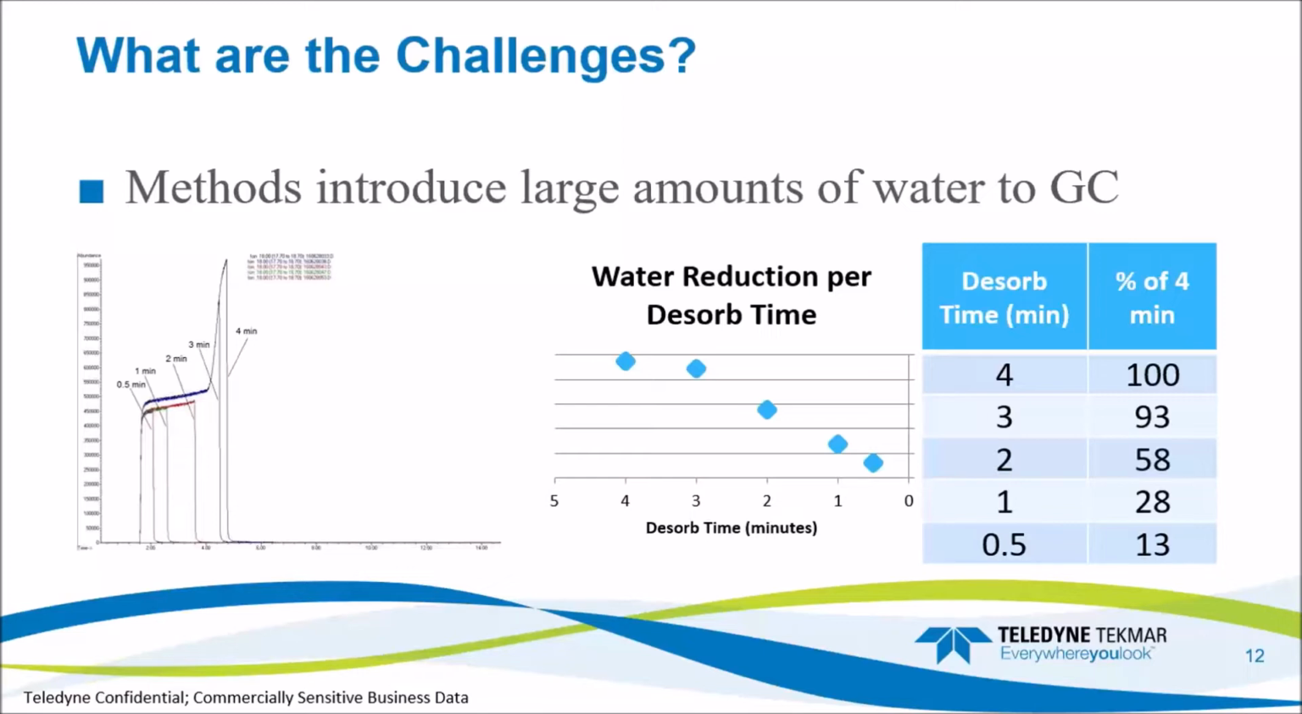Our research shows that the compounds of interest that we want to see are out within 2 minutes, and in some cases as soon as 1 minute or 30 seconds of desorption. That amount of time will give us enough compound transfer to the GC to give us the kind of sensitivity that we need. So anything beyond that 1 to 2 minutes of desorb is only introducing more water vapor into the system. By shortening that desorb time, we can significantly reduce the amount of moisture introduced to the GC.